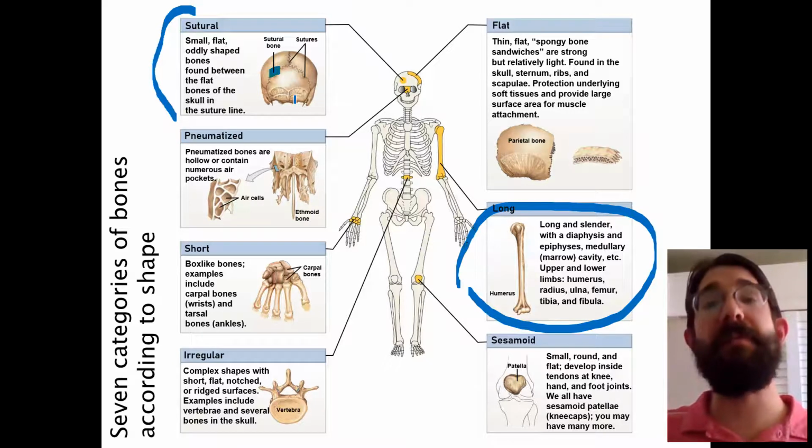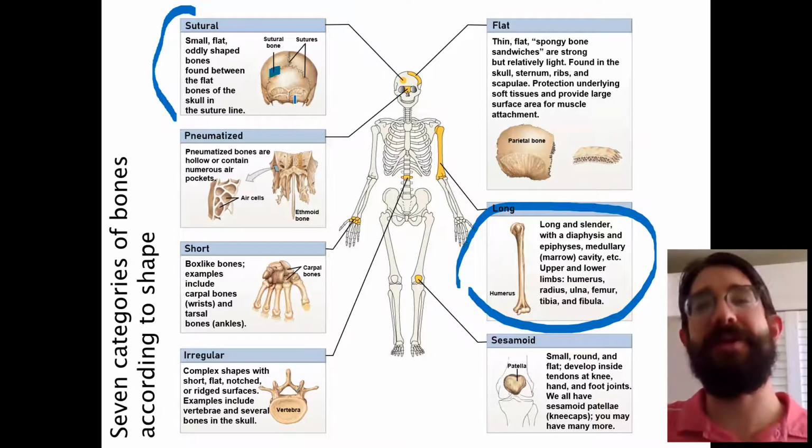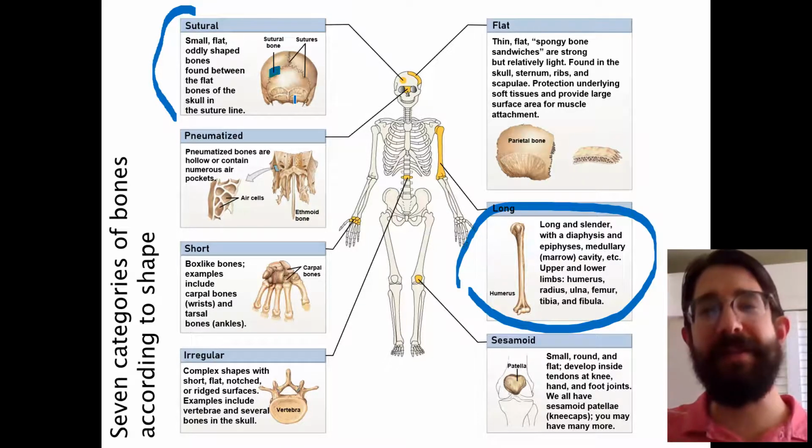That's why when we talk about how many bones are in the human body, we say 206-ish, because I don't know how many sutural bones you have or exactly where they are or what shape they are. They're formed within that suture line.